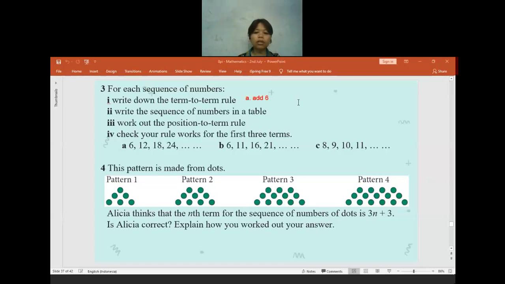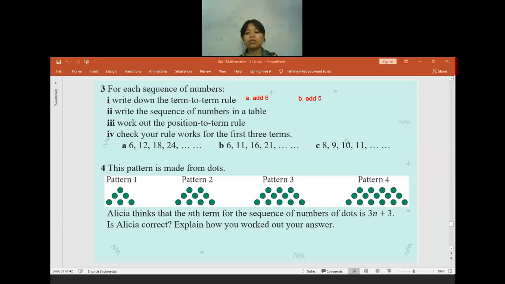Okay, for question B, what is the term-to-term rule? Is it only 5? Please do not only mention the number. You have to mention it properly. Is it plus 5, subtract 5, multiplied by 5, or divided by 5? It's add 5. Do not only write the number. It has to be clear what operation you do there.